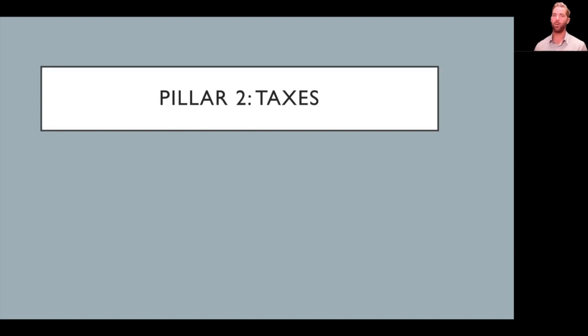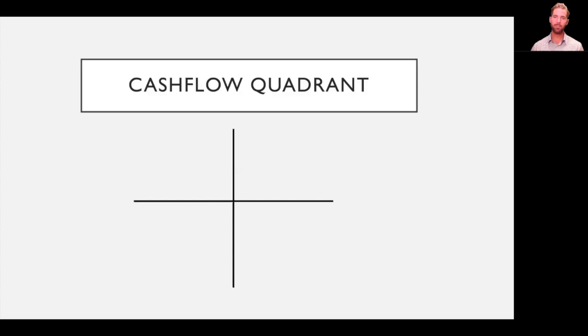Let's get into it. So pillar number 2, taxes. The first idea that I want to share with you is the cash flow quadrant. This was made famous by Robert Kiyosaki, a very influential person in my journey of entrepreneurship and real estate investing. And if you haven't read some of his materials or his books, I encourage you, look up Robert Kiyosaki and read as much as you can of the things that he's released and has shared. So one of the things he wrote about was the cash flow quadrant.